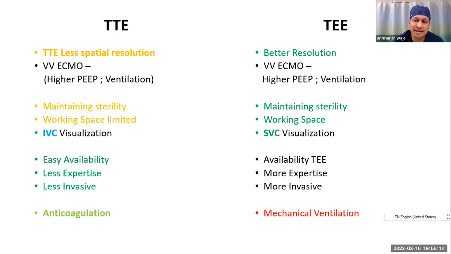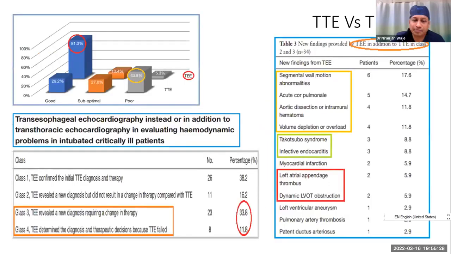The TEE sees the SVC better, while the transthoracic sees the IVC better. And the only thing about TEE is that it might not be easily available. It is a little more invasive, and expertise is required for performing the TEE.